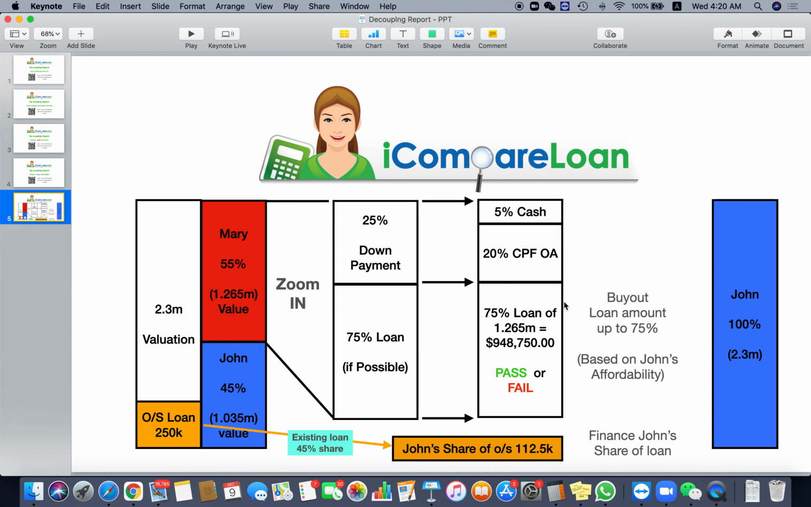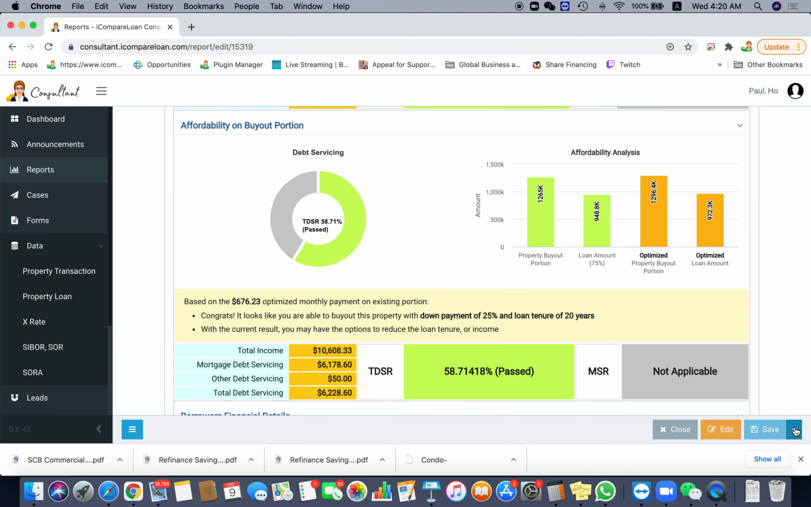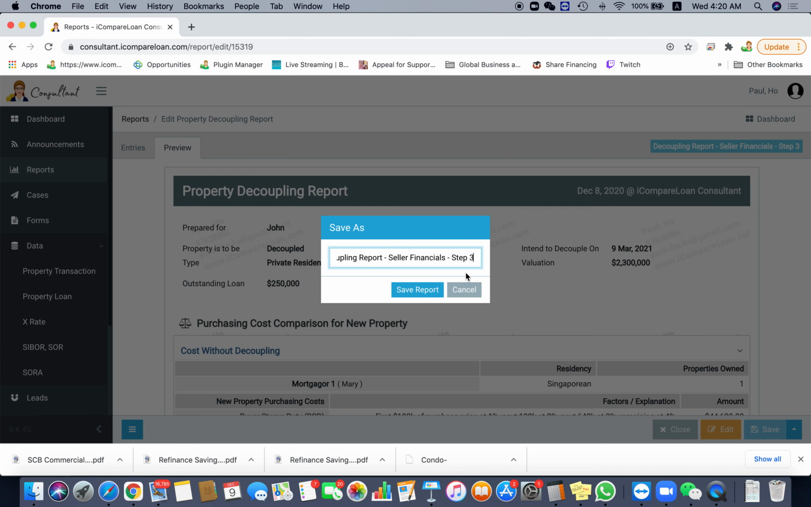In the next portion, we will look at the cash and the CPF OA portion. So now what we do is we save as buyout financials.